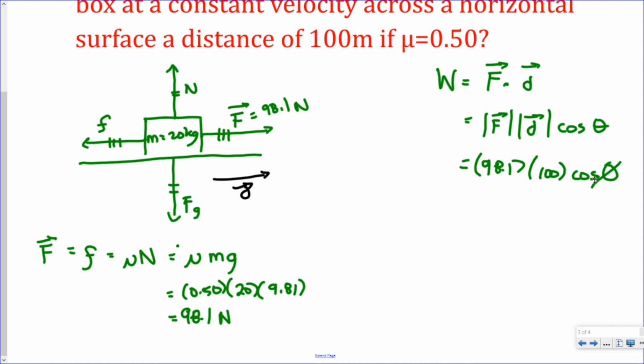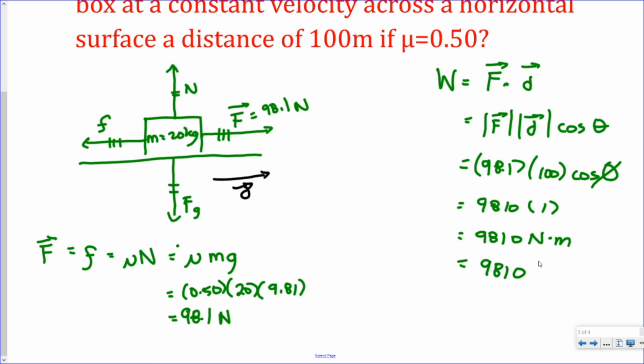And so let's simplify here. 98.1 times 100 is 9,810. And cosine of 0 is 1. So when we multiply those together, we get 9,810. And what were my units here? So this was a Newton. This is a meter, so Newton meters. And if I round to significant digits, no, let's not bother with that right now. So 9,810 Newton meters. That is a unit of work.